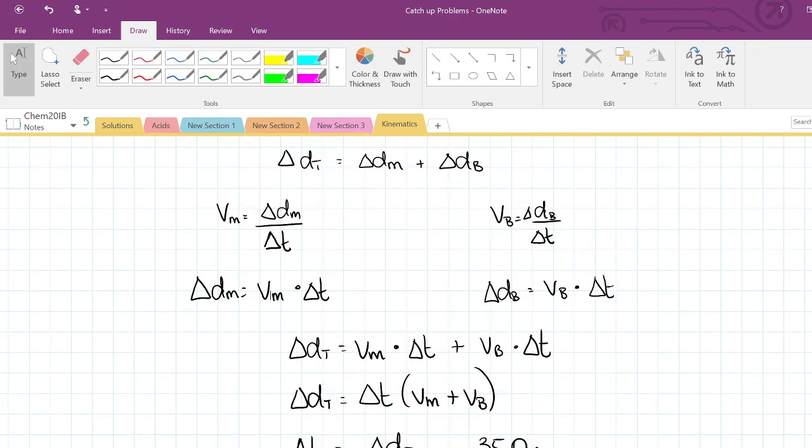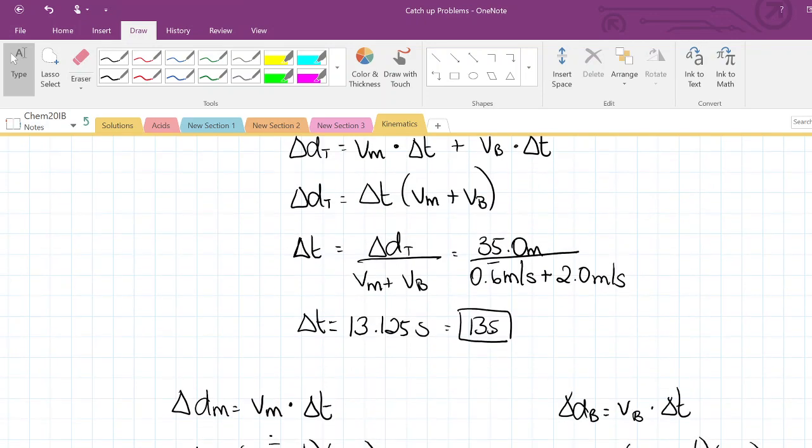So I'm going to divide the speeds over to the other side, plug my numbers in, and I get 35 meters divided by 0.6 repeating meters per second plus 2 meters per second. And my total time, or my time before impact or at impact, is 13.125 seconds, or 13 seconds. Okay, so that's how long it takes these guys to run into each other.